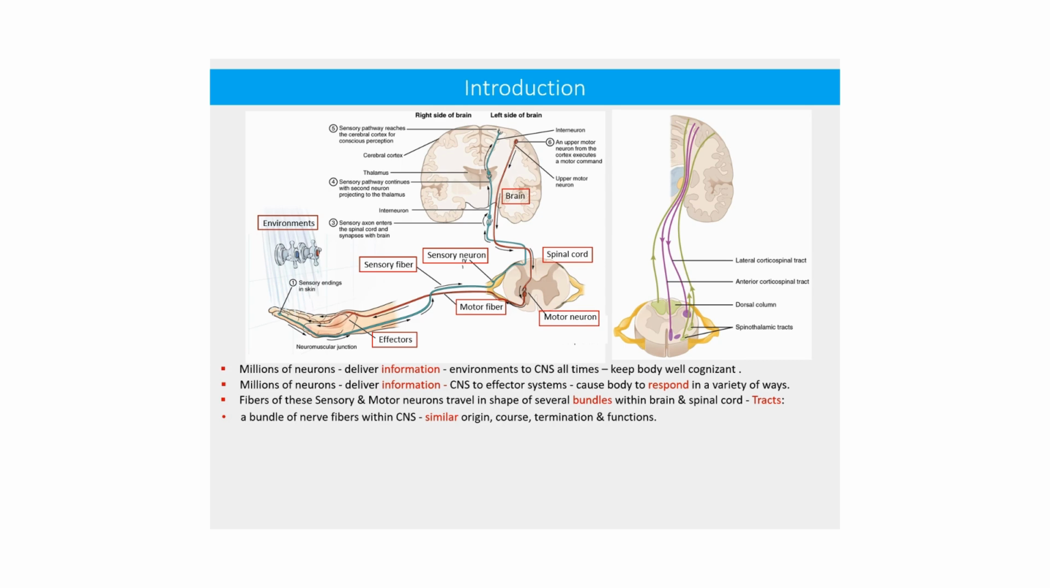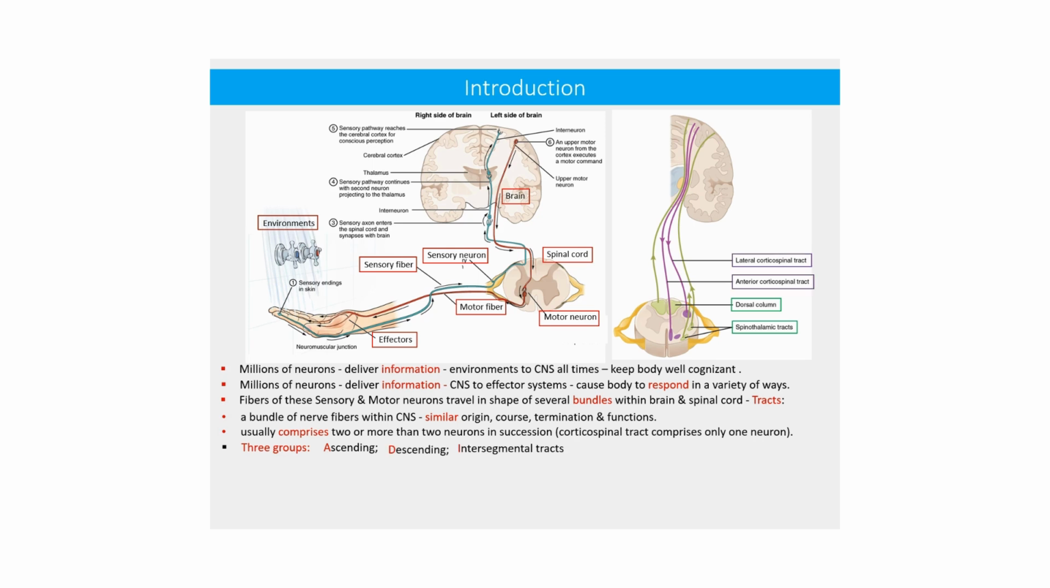A tract is a bundle of nerve fibers within central nervous system which have got similar origin, course, termination, and functions. It usually comprises two or more than two neurons in succession, exception being corticospinal tract, which comprises only one neuron. There are three groups of tracts. First one is ascending tracts, second are the descending tracts, and third group comprises intersegmental tracts.